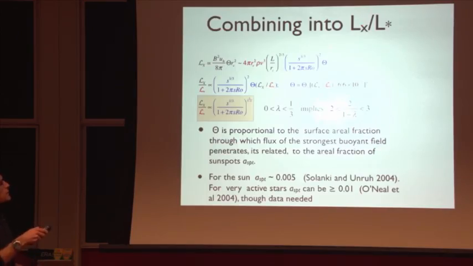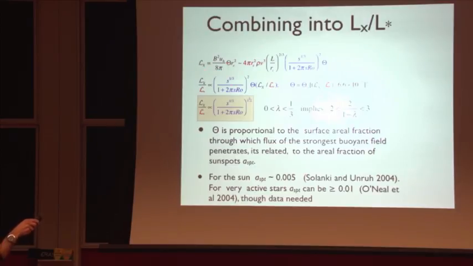You can then combine this into an X-ray to bolometric luminosity simply by taking the magnetic field strength that saturates buoyant velocity, and times the characteristic radius at which all of this is produced, times a filling fraction that the flux penetrates through that surface. So this is an energy times a velocity times an area, and then times an angular filling fraction, which is that filling fraction of what the flux actually penetrates.